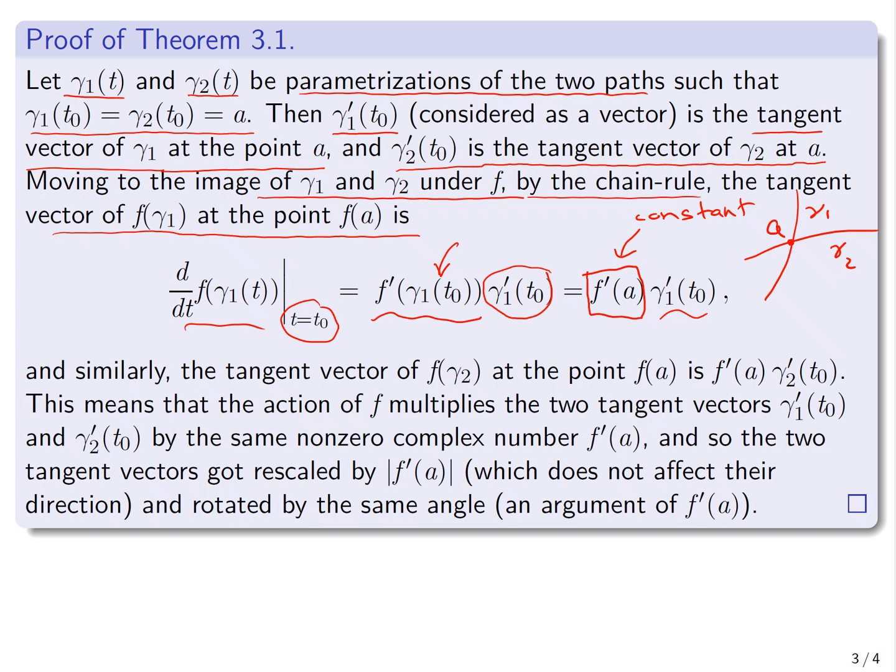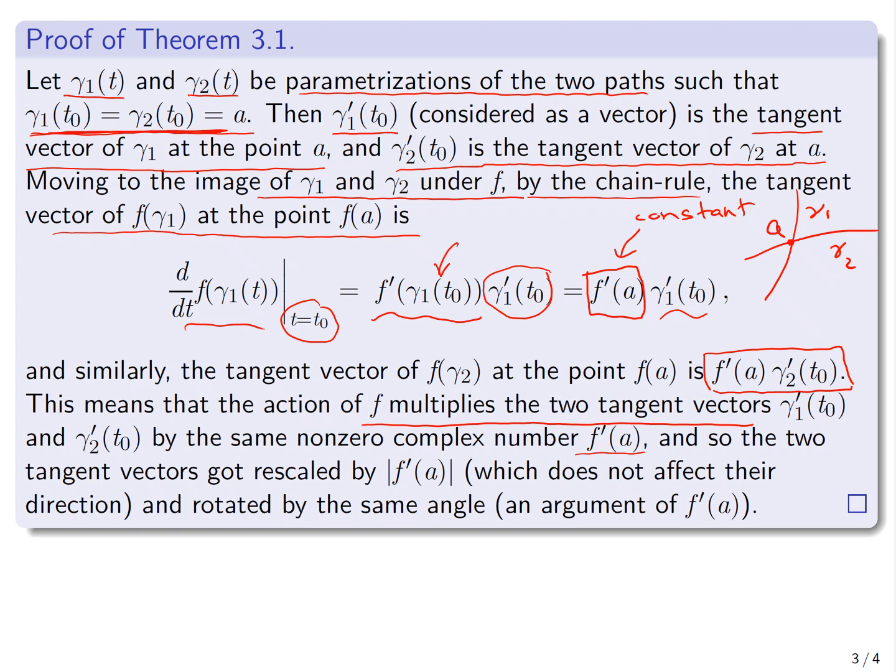You can do the similar calculation. So what you get is f prime a again, because those two are equal, so it's the same value, and then gamma prime a t naught. What does that mean? This means that the two tangent derivatives are simply multiplied by the same constant f prime a.